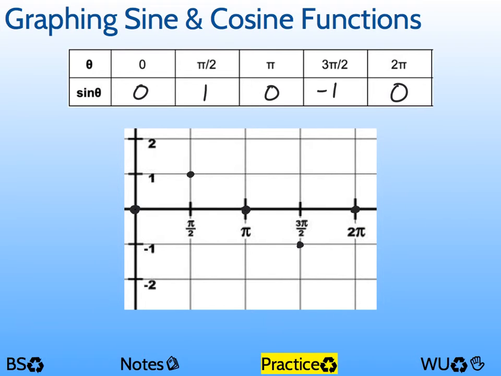Now, the next thing we have to do is connect these. But again, don't connect them with these bold straight lines, because this isn't a linear function. We need to connect these with smooth curves. So, in order to do that, go like this. And that's one period of the sine function from 0 to 2 pi.